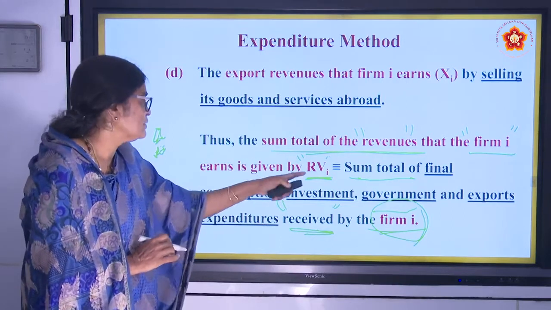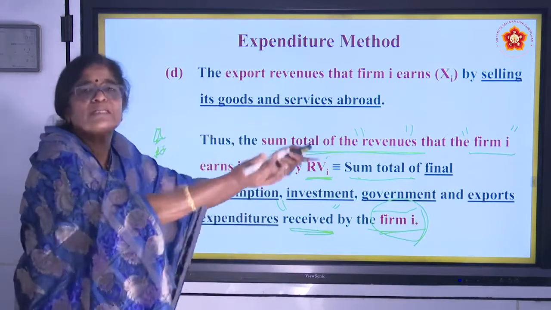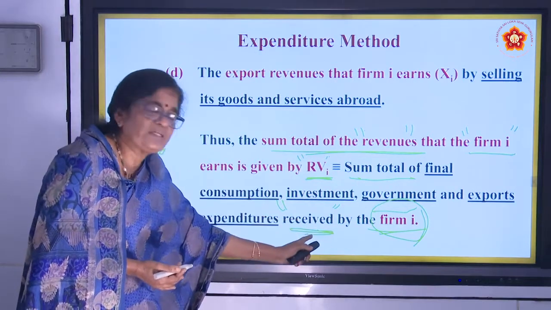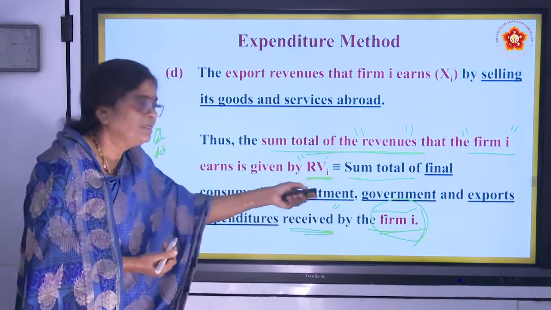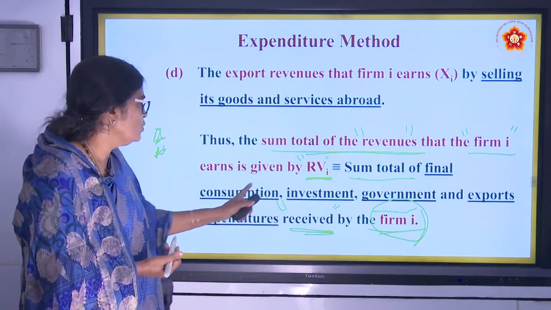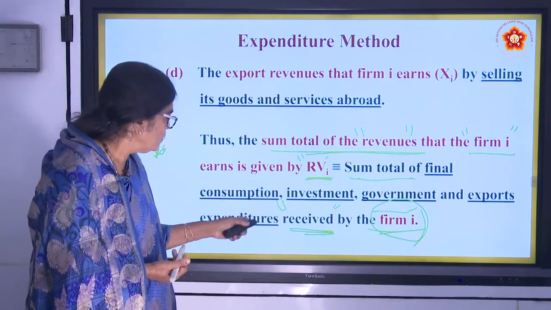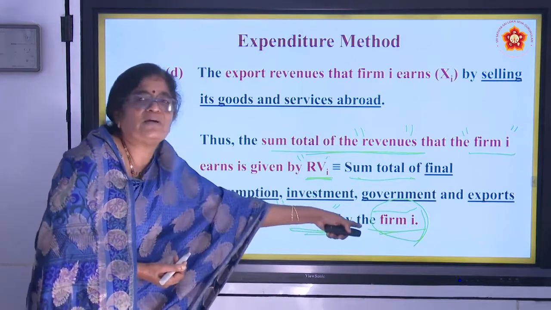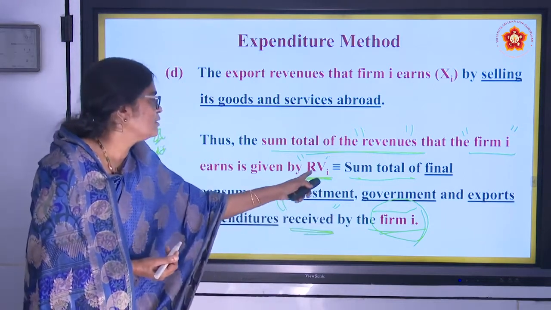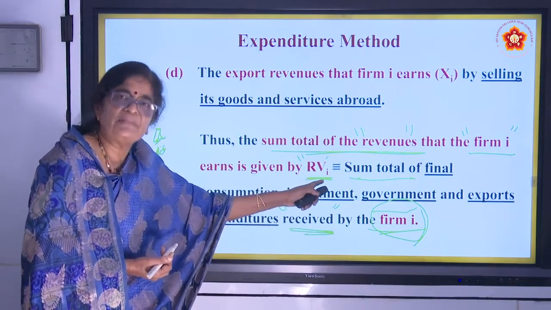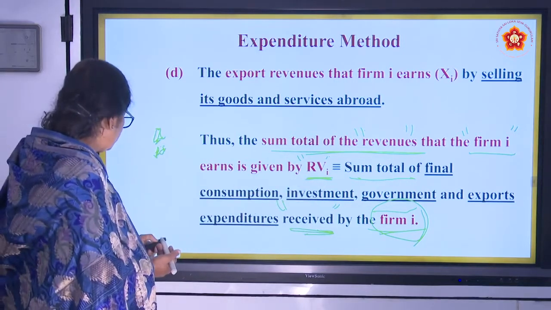Other sectors spend, but for firm I it is an income. Income is received, expenditure is spent. Therefore, the expenditures of the household, firm sector, government and foreign countries are received by the firm as revenue. That revenue is denoted by RB of I, the revenue of firm I. I hope you understood.